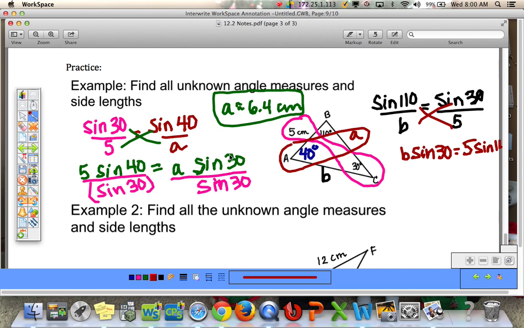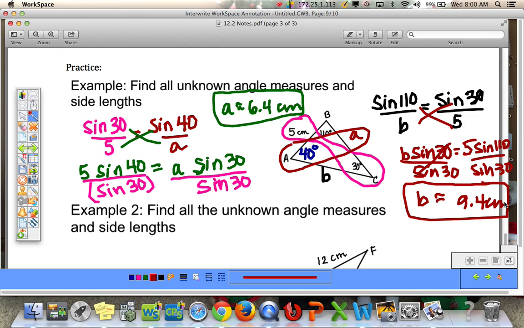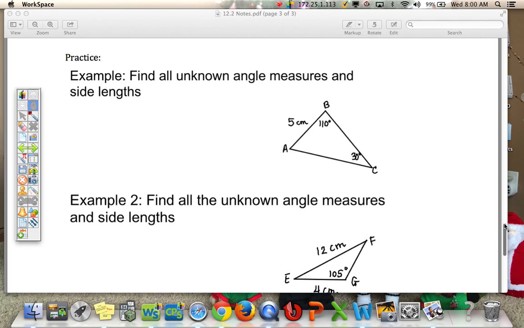Divide each side by sine of 30. This cancels, and I did this ahead of time. I got B is about 9.4 centimeters. Okay, so there's law of sines. It's just setting up a proportion and solving.